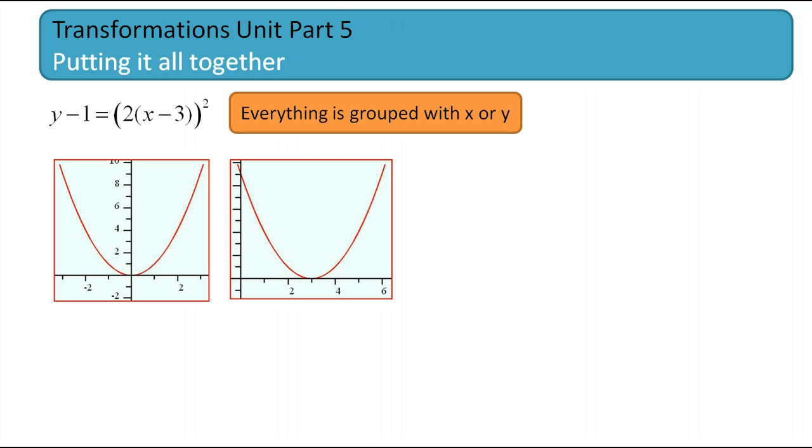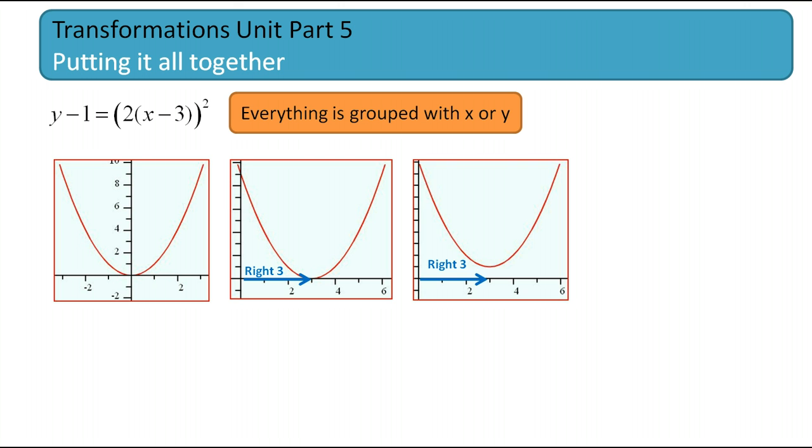The first thing that we are going to do is move our graph left or right. So how is the x affected? Remember, if it's subtracted by 3, it moves it to the right 3. So our parabola is shifted to the right 3 units. Now we'll take a look over at the y side and see if it moves up or down. In this case, y is being subtracted by 1, so it's going to move it up 1 unit.